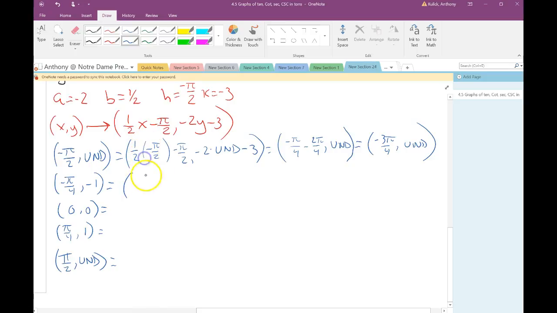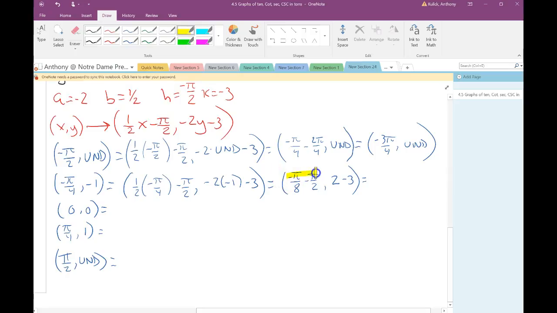So now we'll do the same thing. I'm going to have 1/2 times negative pi over 4 minus pi over 2, comma, negative 2 times negative 1 minus 3. So when I do 1/2 times negative pi over 4, I get negative pi over 8, right? And then I still have the minus pi over 2. And then negative 2 times negative 1 is 2. And I still have that minus 3.